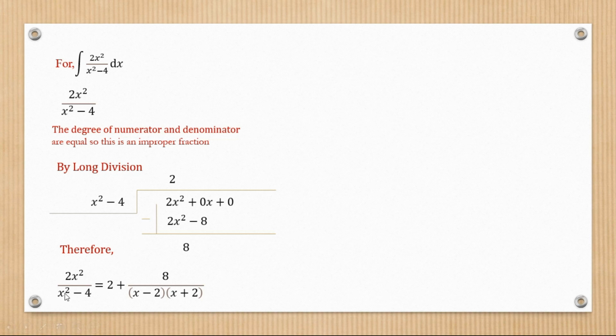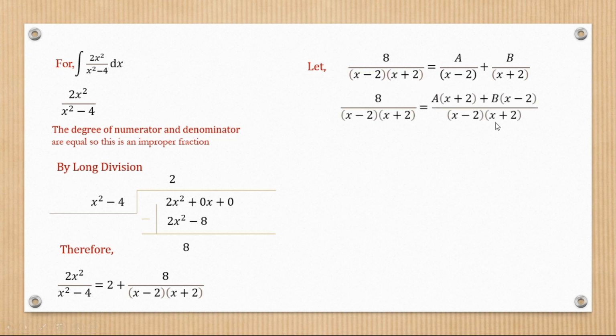Remember that this x² − 4 is the difference of two squares, so it can be expressed this way. So we're going to let 8 over (x − 2)(x + 2) be equal to A over (x − 2) plus B over (x + 2), because now these are linear factors. So when you find the LCM, it shall be (x − 2)(x + 2).